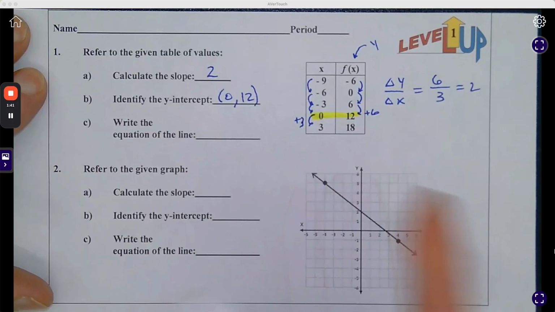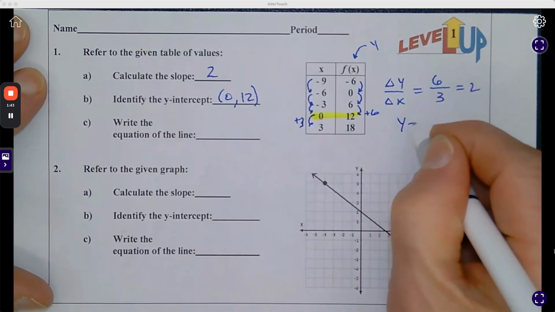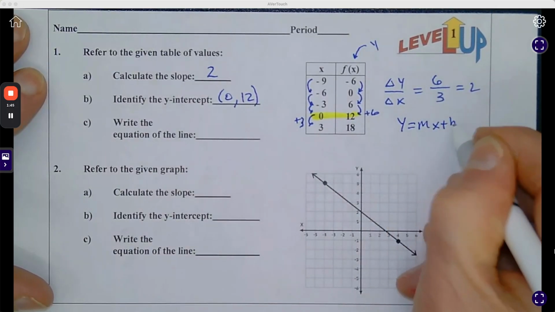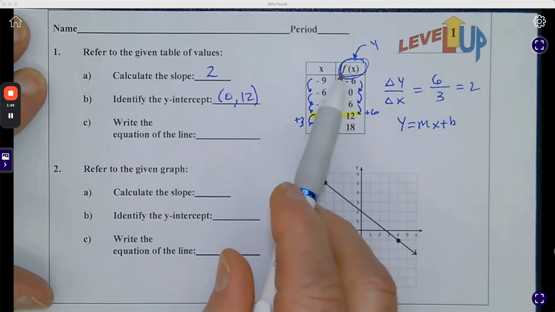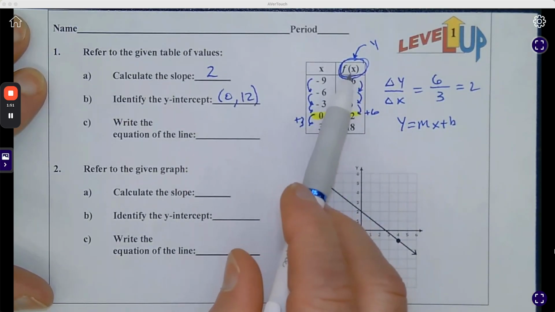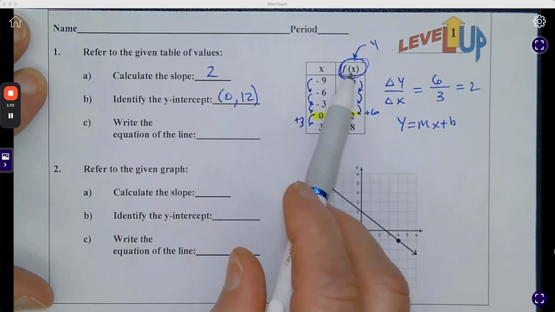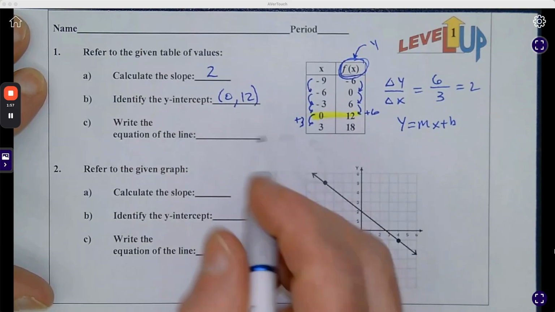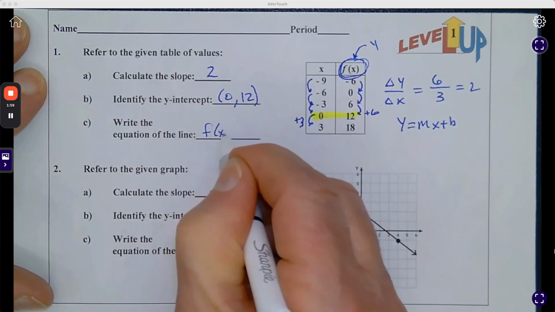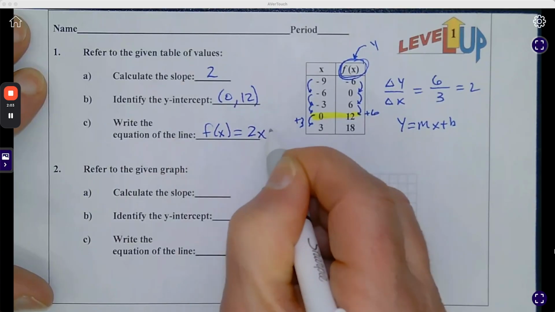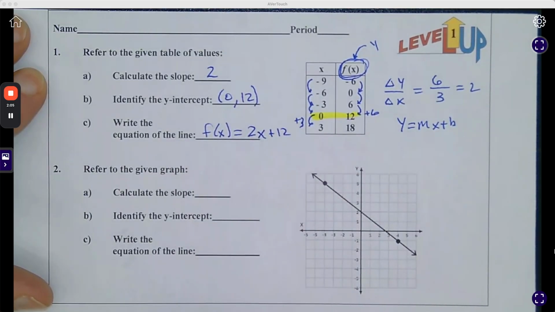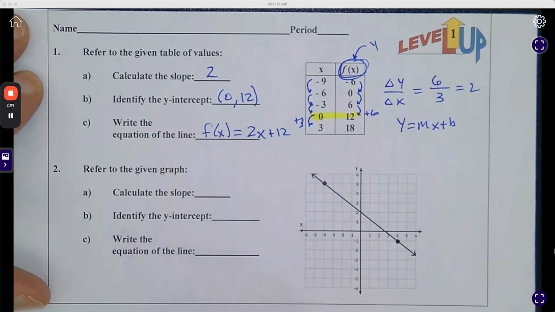Now we're going to write the equation y equals mx plus b. But notice we don't have a y. We're talking about a special character named f of x. f of x is a function. For every input, there's one and only one output. That's what a function is. So we're going to call it f of x equals the rate of change times your input variable plus your initial value, or the b, which is the y-intercept. All right, let's keep going.